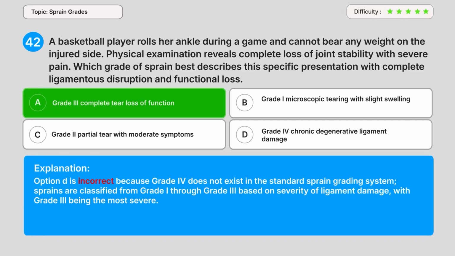Option D is incorrect, because grade 4 does not exist in the standard sprain grading system. Sprains are classified from grade I through grade 3 based on severity of ligament damage, with grade 3 being the most severe. Sprain grading comes down to how much of the ligament actually tore, and this basketball player sits at the top of the scale. Sprains are injuries to ligaments, the tough, fibrous bands that connect bone to bone at joints.